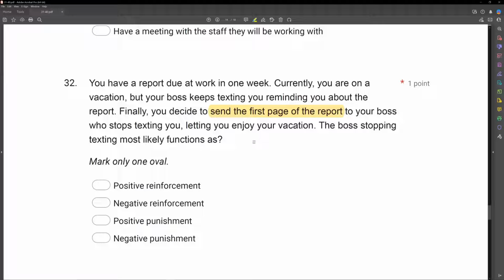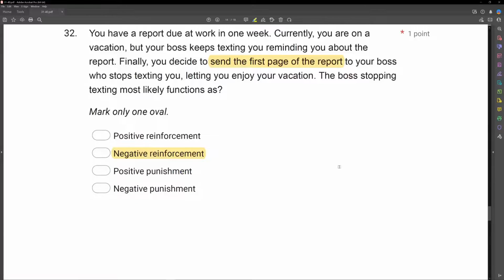You've escaped the text. In the future, if I want to avoid these texts and escape these texts, I need to send the report. So I'm removing it and reinforcing the behavior of sending the report. The boss's texting is functioning as negative reinforcement. Make sure you understand that, right? Remember, negative reinforcement is just another way of avoidance or escape, right? We're removing something, eliminating something. In this case, the boss is reinforcing sending the report by letting you escape from his insistent text messages. So the boss stopping texting most likely functions as negative reinforcement.